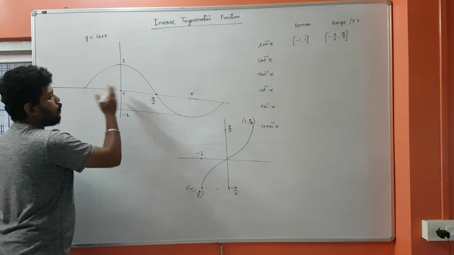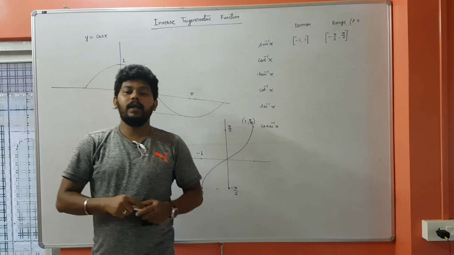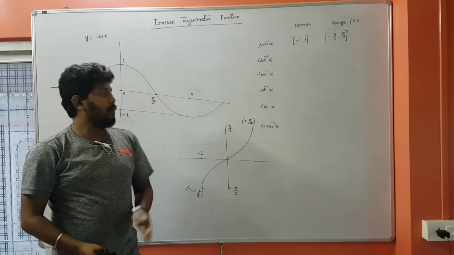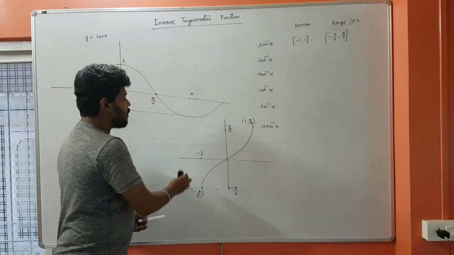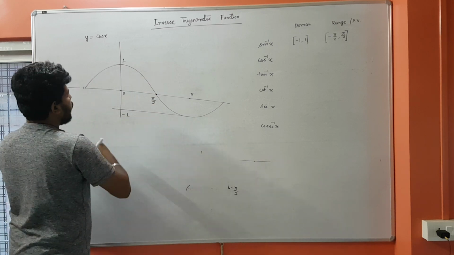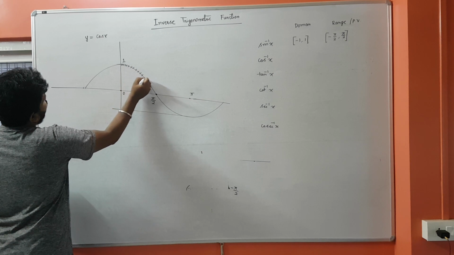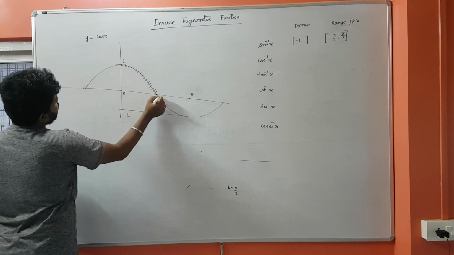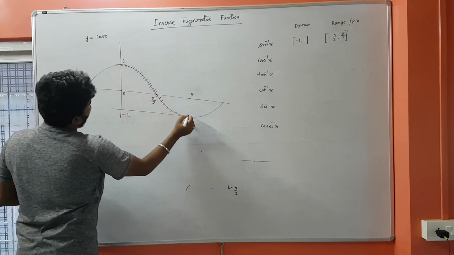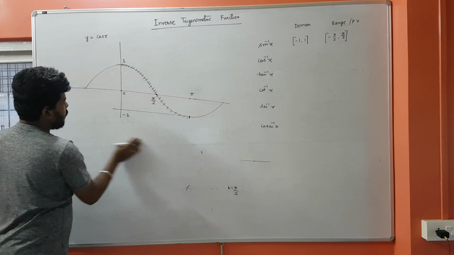The graph of cos x is also periodic, that is, it is not 1-1, it is a many-one function. To make it a 1-1 function, we will restrict the domain of cos x from 0 to pi. This is 0. If I restrict the domain of cos x from 0 to pi, we get a function like this.